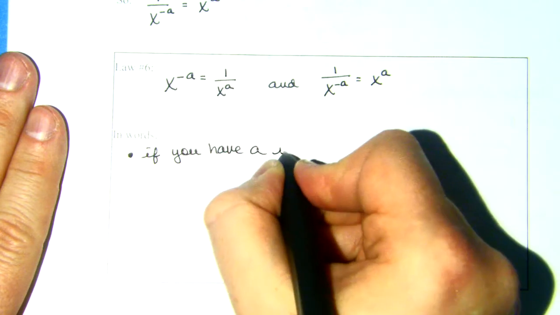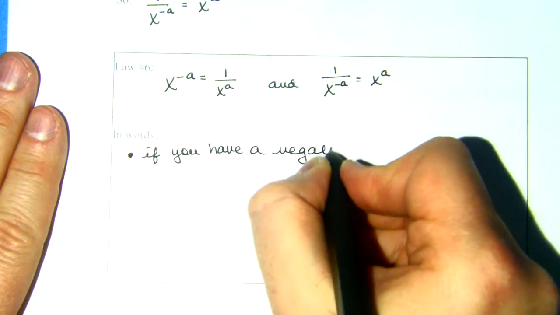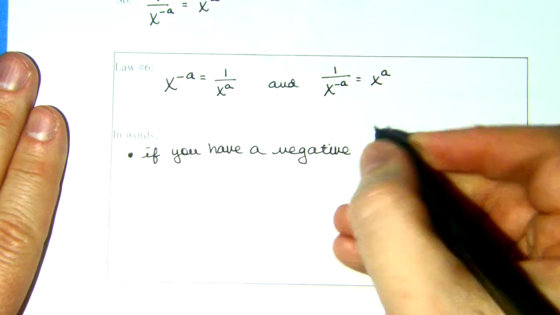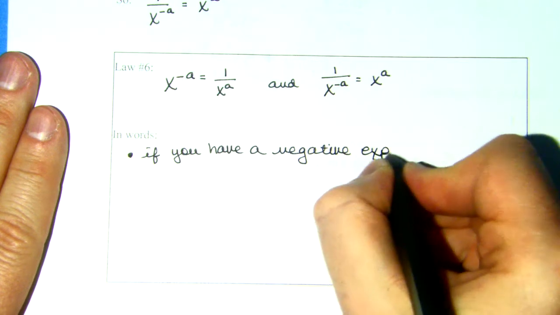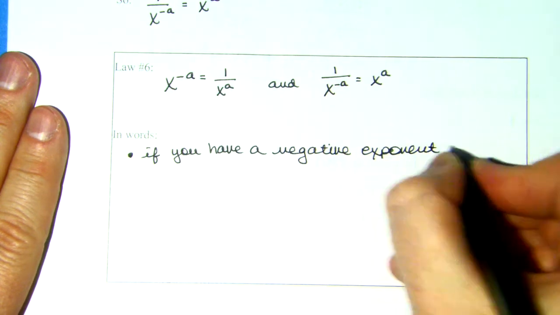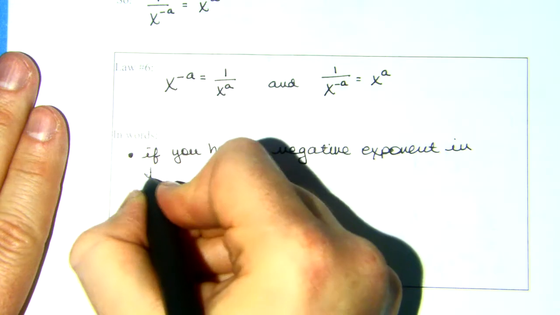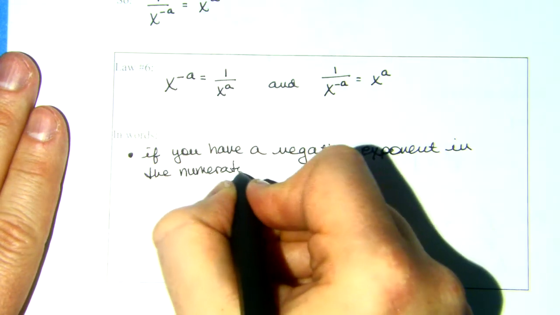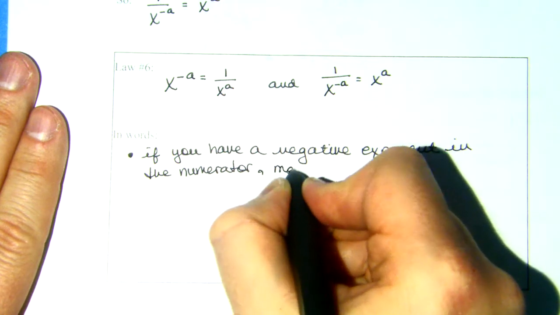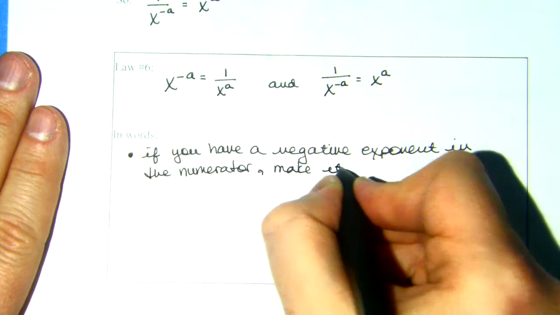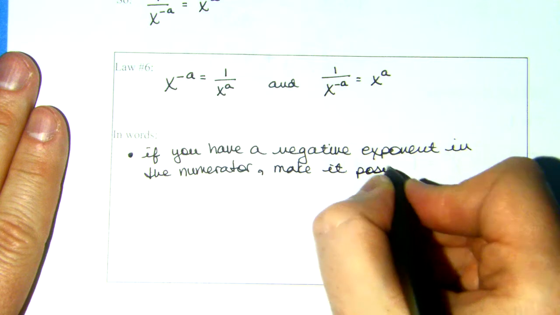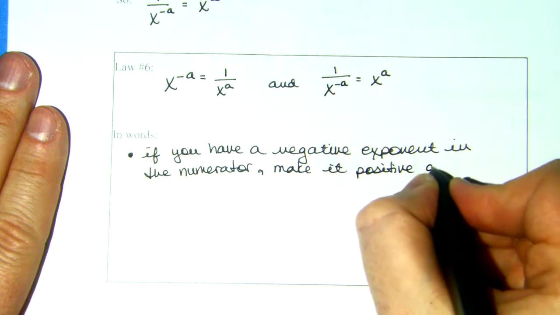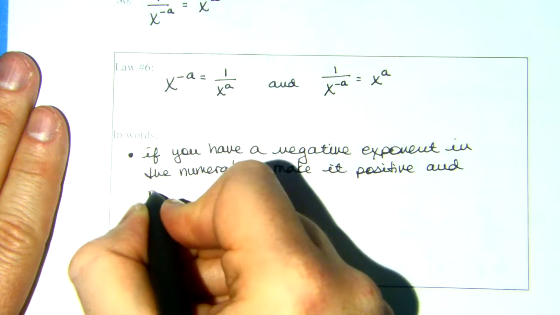If you have a negative exponent in the numerator, we are going to make it positive, and move it to the denominator.